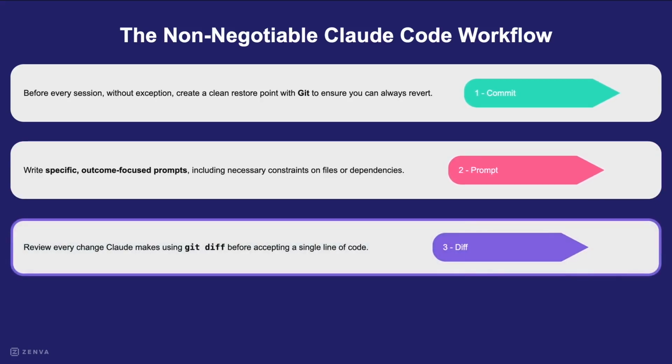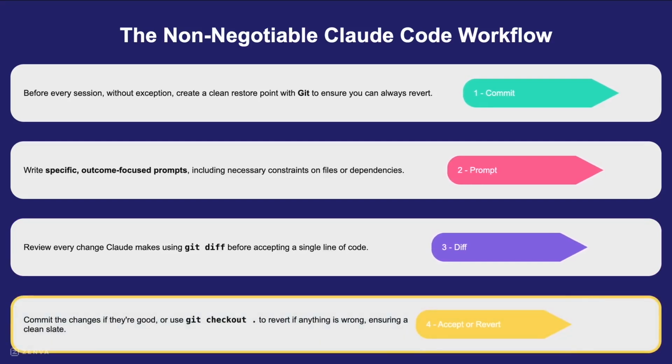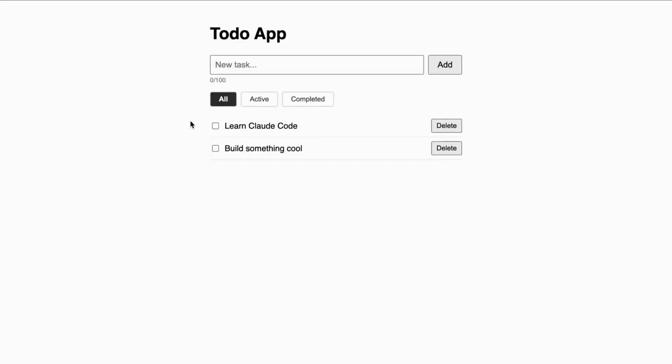The third step is diff. You'll check every change Claude suggests using git diff. This makes sure you understand and agree with every change before adding it to your project. Finally, we have accept or revert, the decision you just learned. If the changes are good, you commit them. If anything is wrong, you use git checkout to go back to a clean state, ready to change your prompts and try again. Let's test our app.